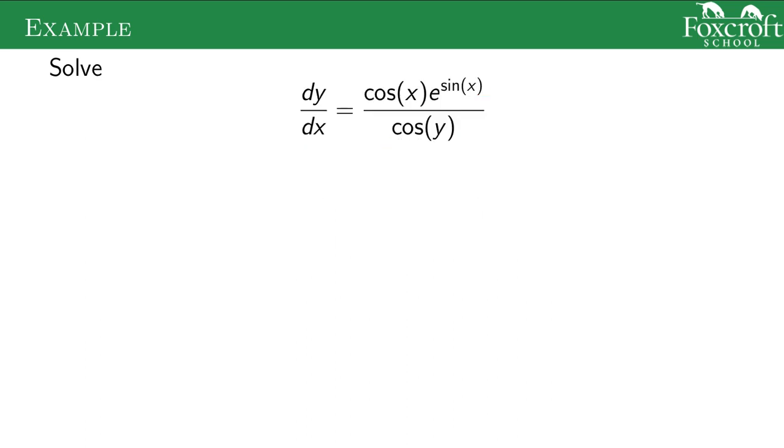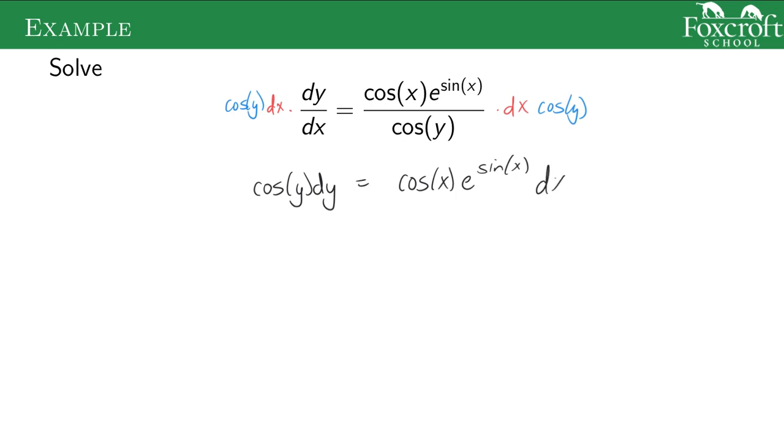All right, we're trying to solve this differential equation. Again, the first goal is to separate variables. So I'm going to multiply both sides by dx, and I'm going to multiply both sides by cosine of y. I have to get the y's over to the left and the x's on the right. So on the left hand side, I'm going to have cosine of y dy. On the right hand side, cosine of x e to the sine of x dx.